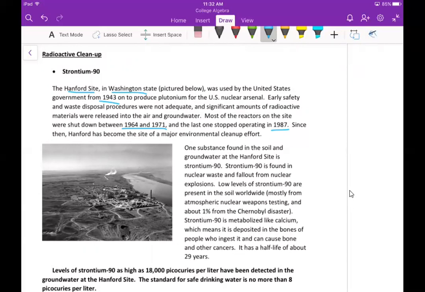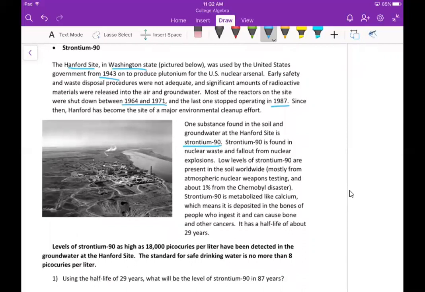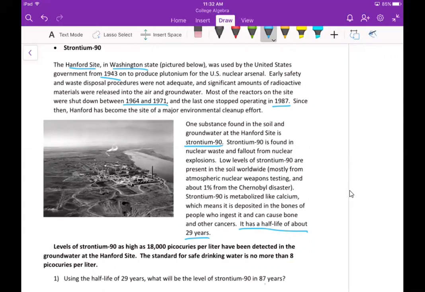But the problem with this is that we can't have a lot of radioactive material without seeing negative effects, and radioactive materials sometimes have really long half-lives. They're decaying at a very slow rate. One of these radioactive elements is called strontium-90, and it can cause bone cancers. And it has a half-life of about 29 years. So that's a pretty long time. For half of it to go away, it takes 29 years.